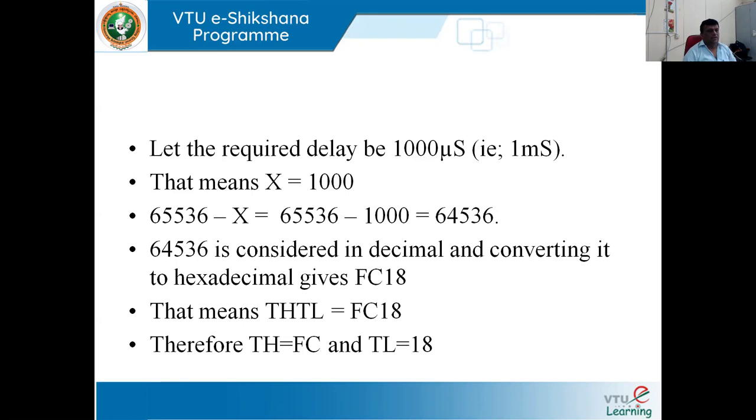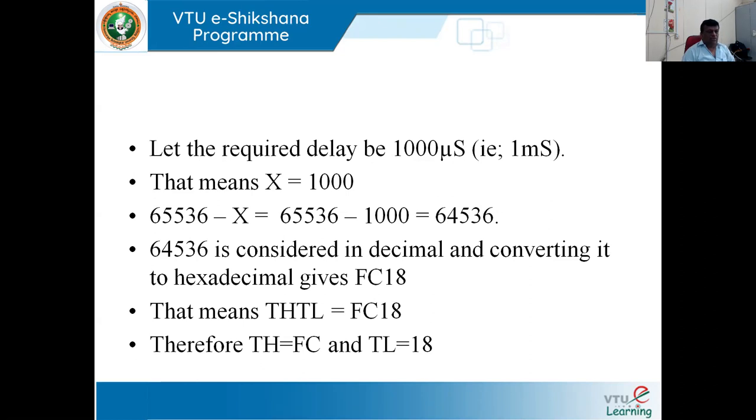As we all know, conversion from decimal to hexadecimal can be done by successively dividing by 16. So if you divide 64,536 successively by 16, we'll get the value FC18. So FC and 18 are nothing but TH and TL. These are the initial values that need to be loaded into the TH and TL registers. That means TH should be loaded with FC and TL should be loaded with 18. So this is how we calculate the data to be loaded into TH and TL.